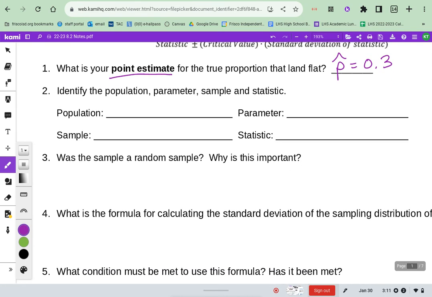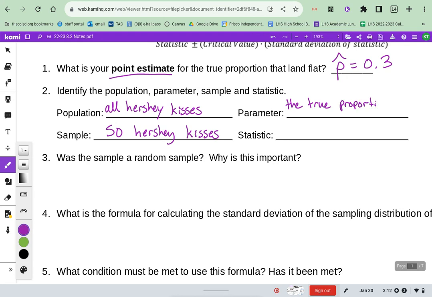What was your population? Yeah. So all Hershey Kisses. Your sample was 50 Hershey Kisses. Is this supposed to be our estimate or what we actually got? What you actually got, yeah. Your parameter is the true proportion of Hershey Kisses that land on their base.